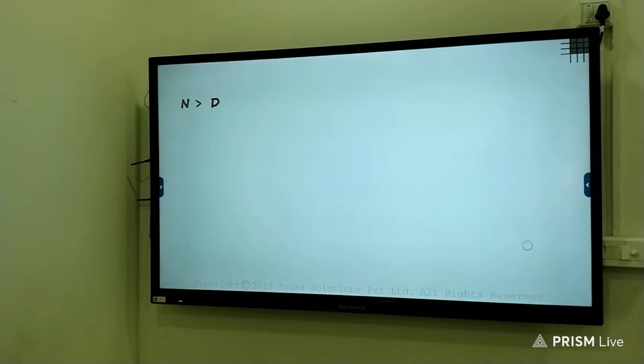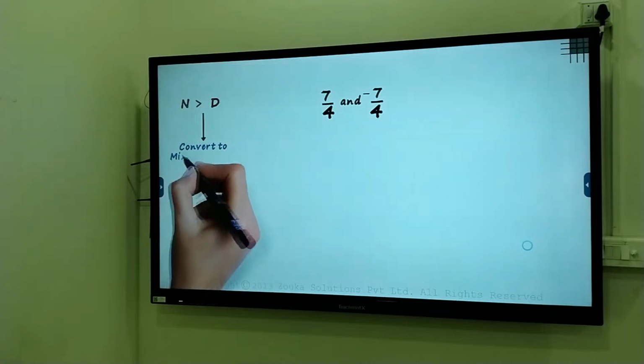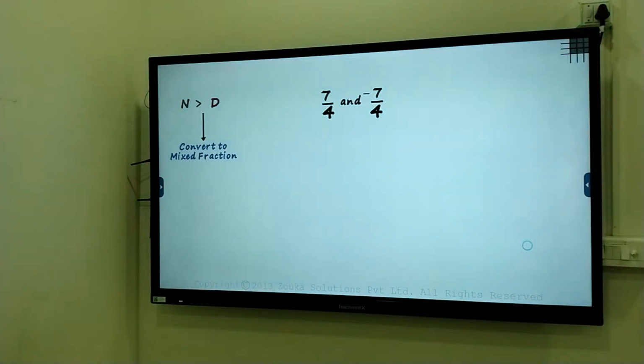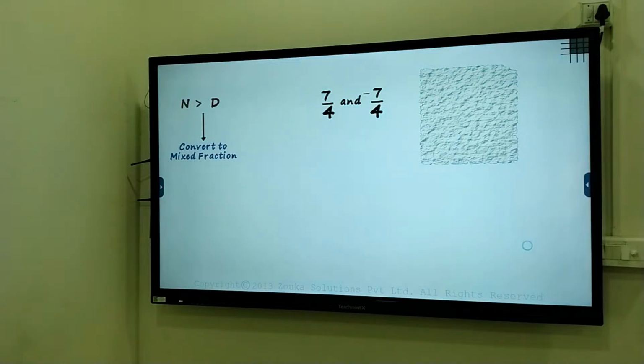In this video, we will try to plot rational numbers whose numerators are greater than their denominators. Let us plot 7 by 4 and minus 7 by 4. We try to plot 7 by 4 first. The first step in such kind of problems, where the numerator is greater than the denominator, is to convert it into a mixed fraction form. You would have learned this in your earlier classes, but let me quickly show you how.